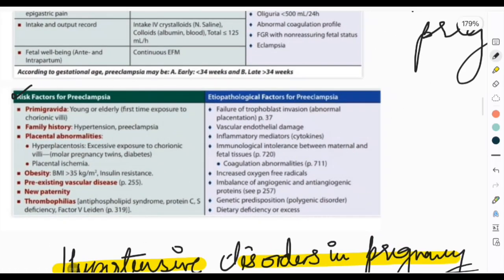Okay, so risk factors are a primigravida, a young or elderly woman, first time exposed to the chorionic villi. Okay, first time she is exposed, so she is primigravida, young, elderly. Then there is family history of hypertension and preeclampsia, then placental hyperplacentosis, molar pregnancy, twin pregnancy.